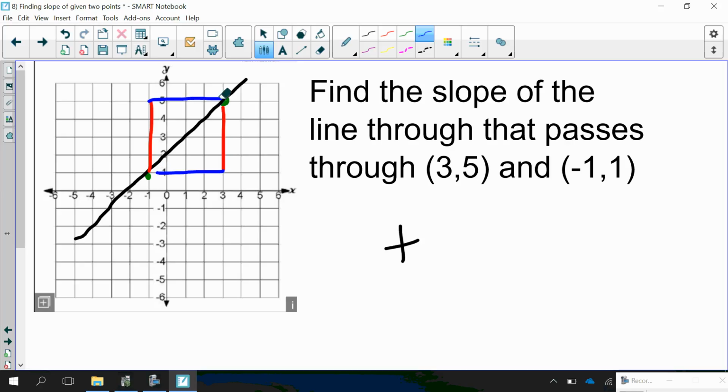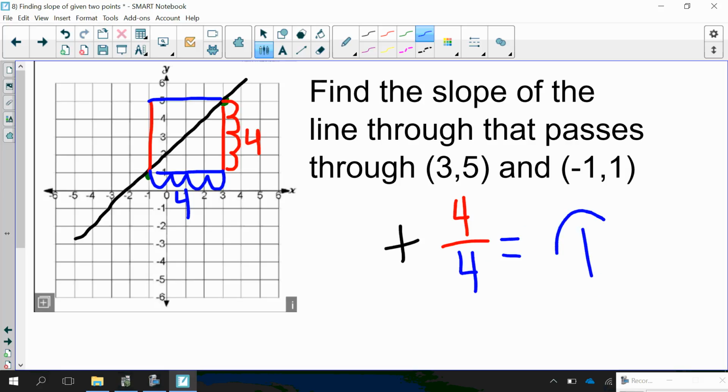Now we're going to use what I call loopties. We make a loopty for every box. So let's count how many loopties we got. 2, 3, 4. I've got 4 loopties on my rise and 1, 2, 3, 4 loopties on my left. So to calculate my slope, I have a rise of 4 and a run of 4, which when that reduces, we get a positive 1. So my slope is 1.